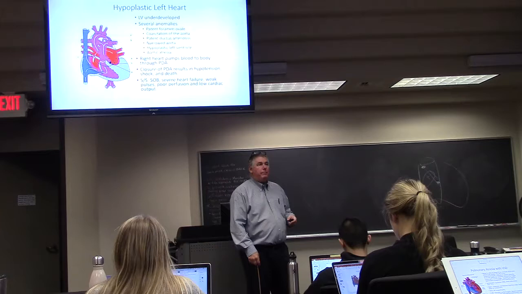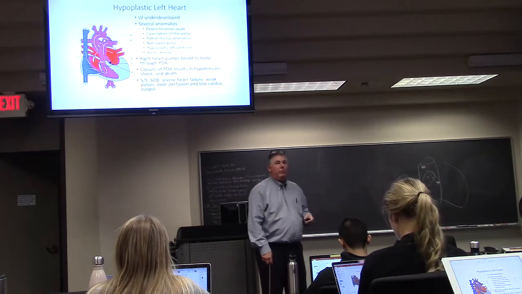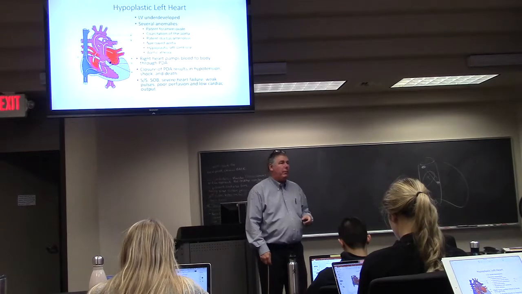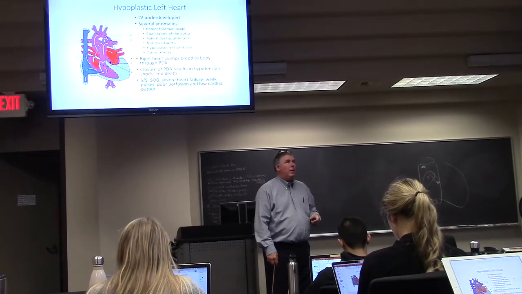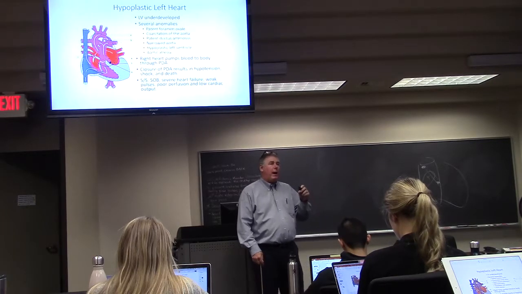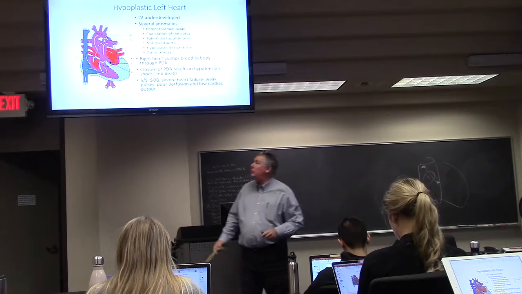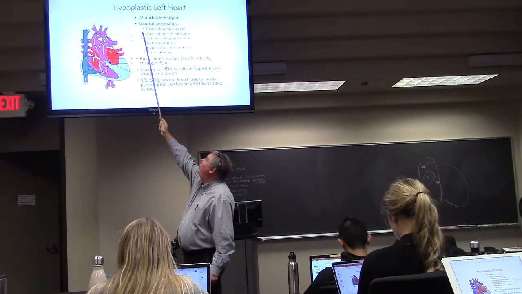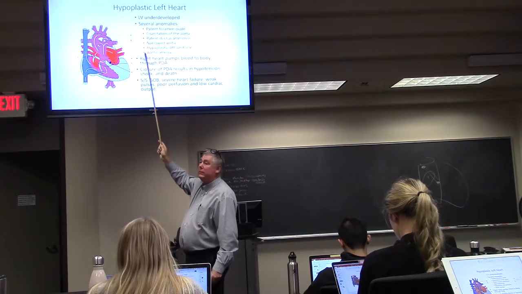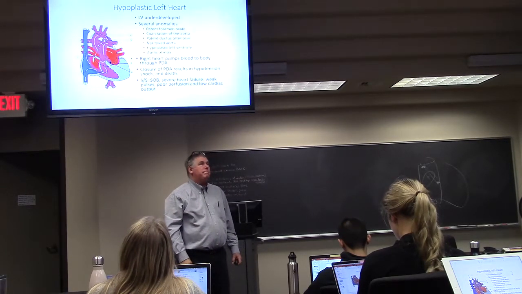Hypoplastic left heart is just a failure of the left ventricle to develop well or appropriately. It's usually accompanied by one or more of several other defects. These numbers up here, 1, 2, 3, 4, 5, 6, correspond to these bullet points, 1, 2, 3, 4, 5, 6. So you can follow those through there.